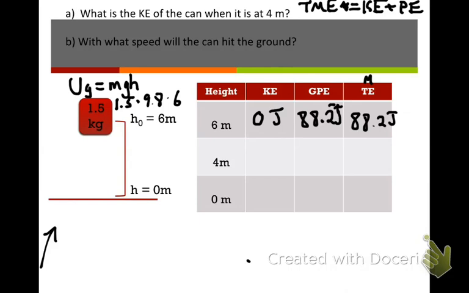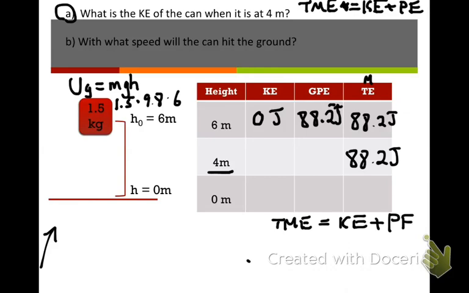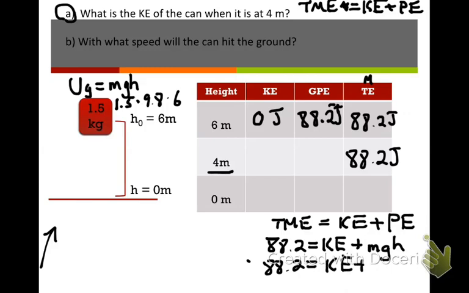Now, number A is asking what is the kinetic energy of the can when it is at 4 meters, right here. Well, we know that energy within our isolated system has to remain the same, that total mechanical energy of 88.2 joules. But we've gone down in height, so our gravitational potential energy is going to differ. So we're going to use this equation right here. Total mechanical energy is equal to kinetic energy plus potential energy. We have 88.2 is equal to our kinetic energy plus, and I'm going to use my equation for potential energy now, which is mgh. So 88.2 is equal to my kinetic energy plus the mass of my can times gravity. Sorry, I can't fit it in here at the edge of the PowerPoint, but the height I'm bringing down here is going to be 4 meters.